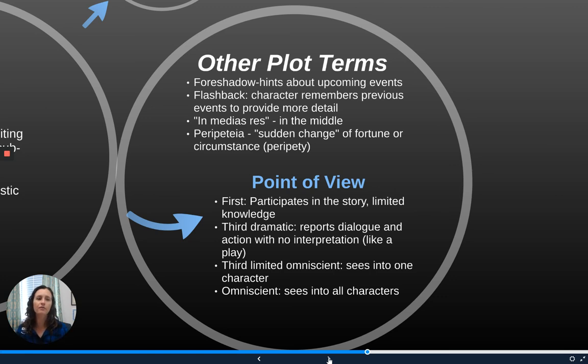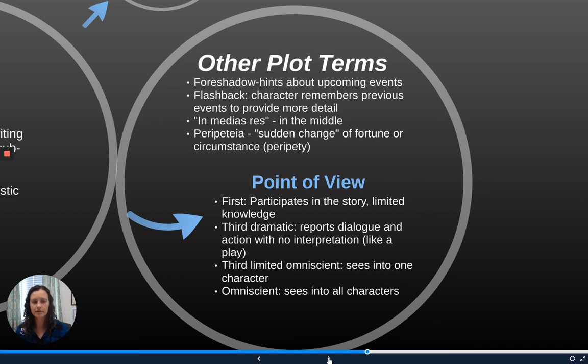Some other plot terms to know: foreshadowing, where we hint about what's coming next. Flashback, when the character remembers details that happened in the past. In medias res means we start in the middle. So if you start a story in the middle of the action, we call that in medias res. This was very, very popular with the Greeks and Romans, so a lot of Greek mythology starts this way. The Odyssey would be an example of that. Okay, and then peripeteia is when we have a sudden change of fortune, and it happens very, very quickly. One little thing happens and suddenly everything is different, good or bad, typically bad. So just a couple of plot terms to know.